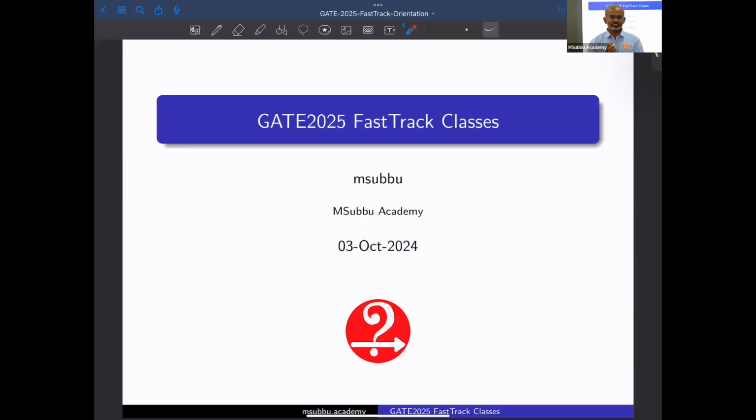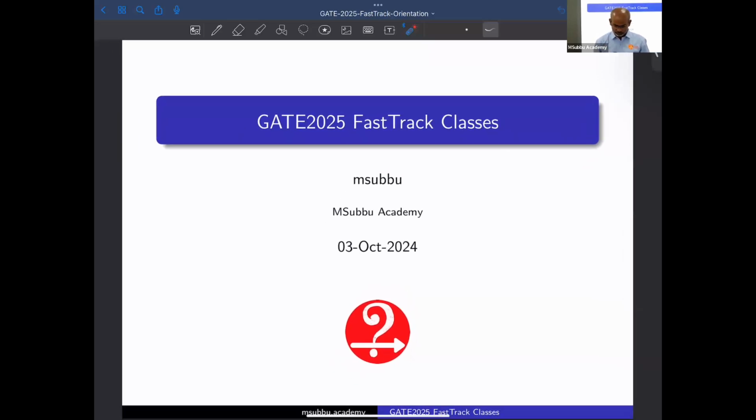This class is being conducted by MSubbu Academy. Of course, most of the classes, more than 70-80% of the contents, I will do myself. For some subjects like maths and general aptitude, I will take assistance from guest faculty. And otherwise also, if anything is happening, there are faculty to take care of it. So in that way, these classes will go on.